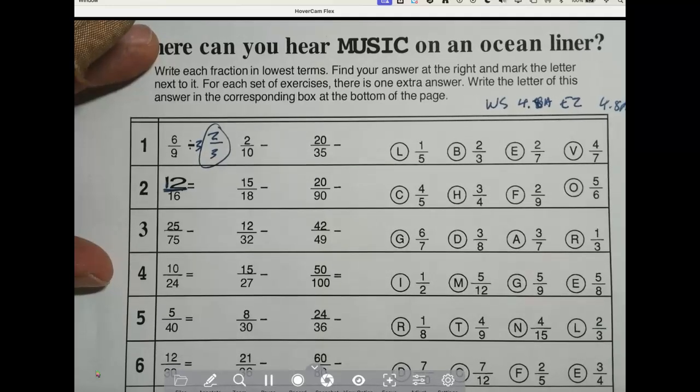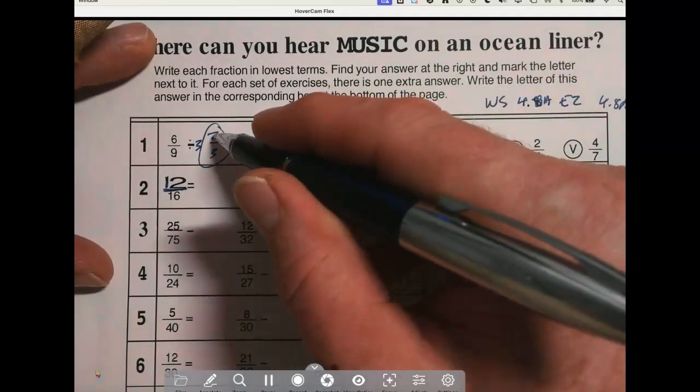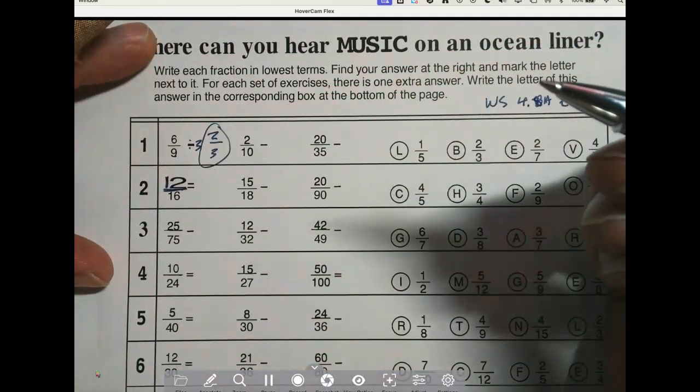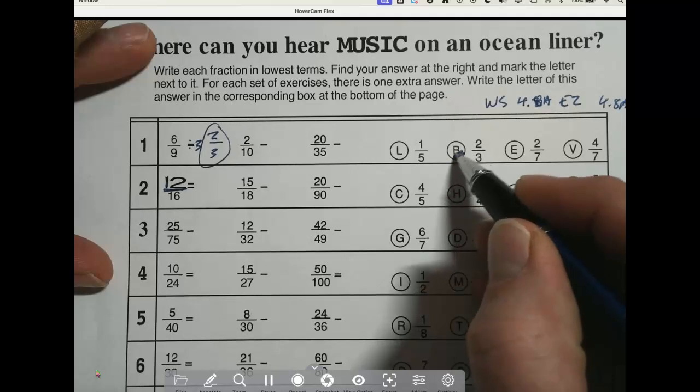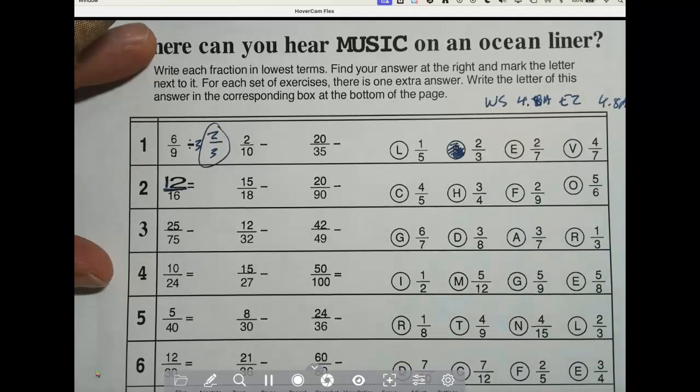Now those are neighbor numbers. They're both 2 and 3. They're right next to each other. So you know you're in simplest terms when you hit neighbor numbers. Then you look over here. Is that one of the answers? Sure is. You can color in the B.